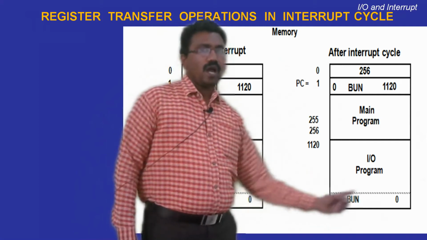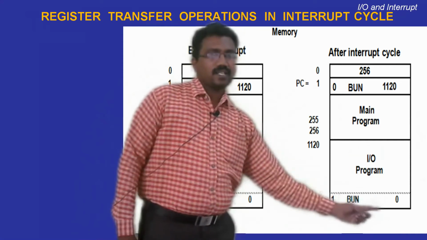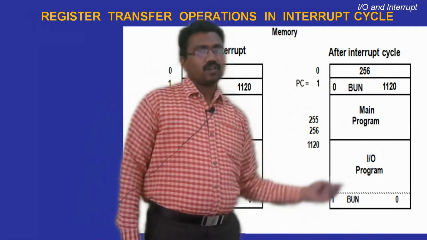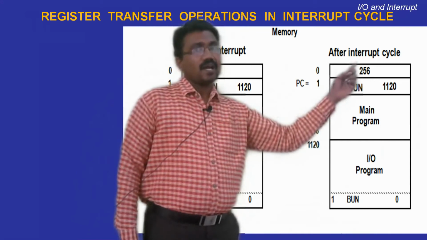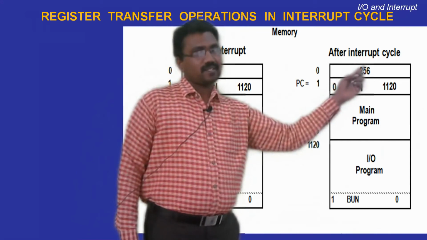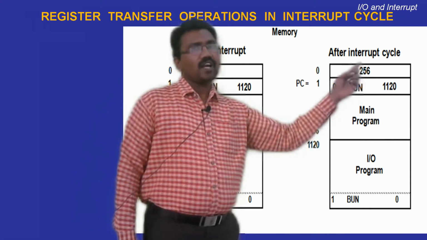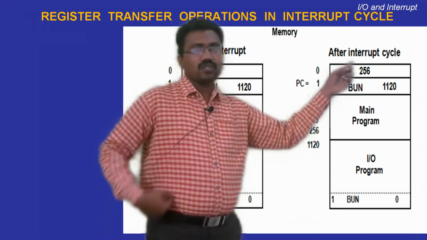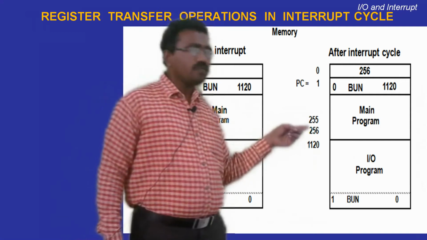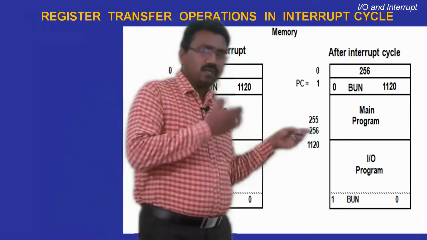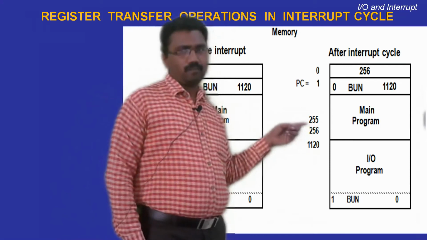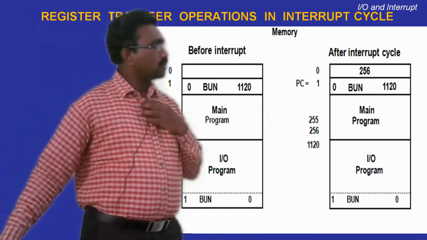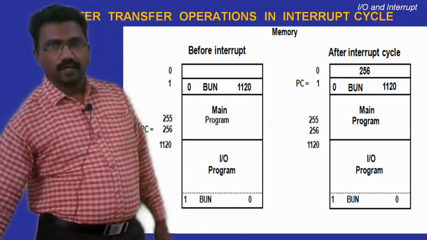If it is indirect mode, the address field gives the address of the address. What is the address? 0. That gives the target address. In the case of a branch instruction, the effective address is the target address, which is 256. That means 256 is the address of the next instruction after the BUN instruction. In this way, it restores the return address, so control goes to location 256 and continues the main program. So this is the example for the interrupt cycle.